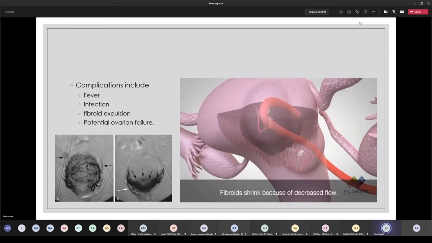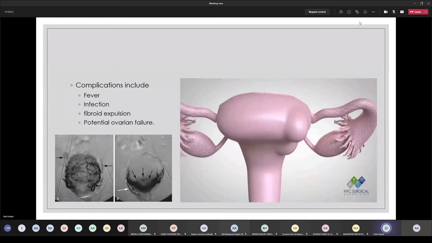Why is it not considered fertility preserving surgery? Because around 2 to 3% of ladies after this type of intervention will go into premature ovarian failure. So they can't reproduce in the first place. And there's a theoretical risk of small for gestational age. This is usually done by an interventional radiologist in the cath lab, so not by us.